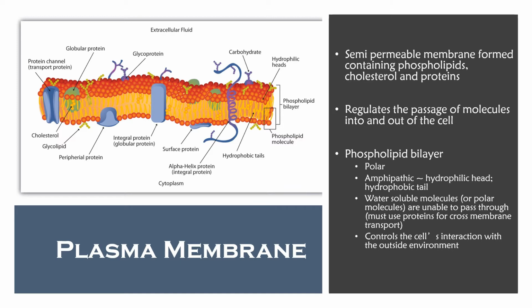And hydrophobic, water-fearing, right? So water-soluble molecules cannot pass directly through this membrane. So any water-soluble molecule has to use proteins for cross-membrane transport. So you can see in the picture, there are lots of transport proteins. There are also integral proteins, peripheral proteins, surface proteins, all sorts of proteins that are going to aid in the passage of molecules that are water-soluble through the plasma membrane. And in essence, what this is doing is controlling the cell's interactions with the outside environment.